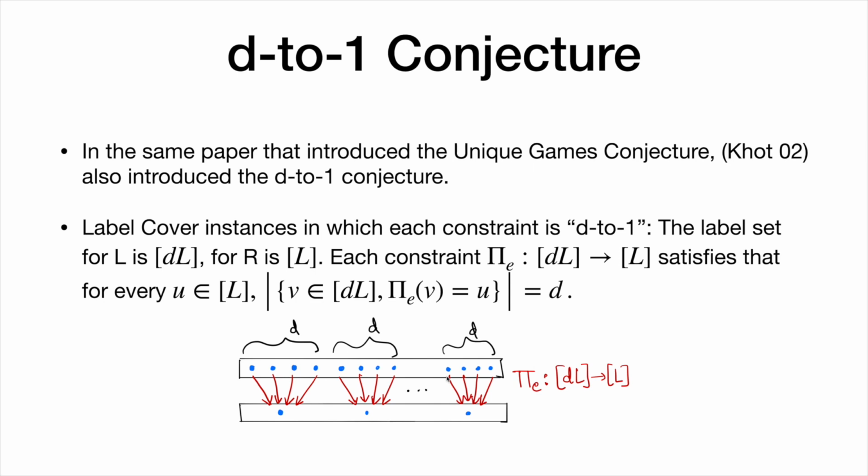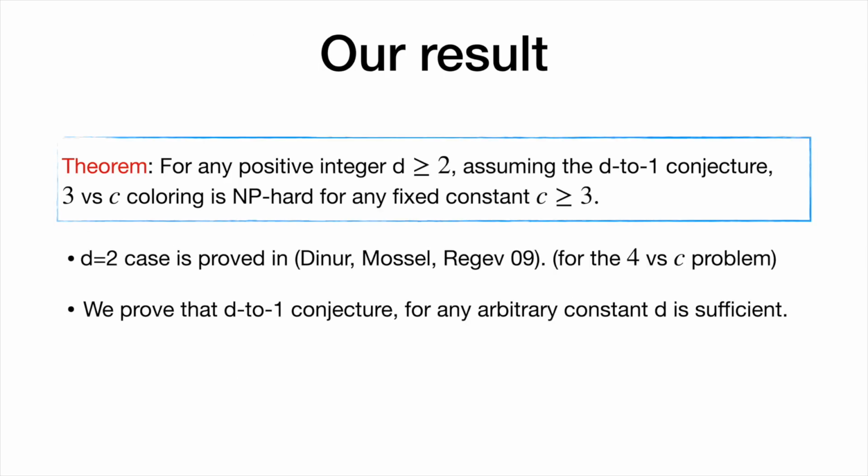The one-to-one conjecture is basically the unique games conjecture, and for the unique games conjecture you cannot assume perfect completeness, but for d-to-1 you can. Dinur, Mossel, and Regev proved that the 2-to-1 conjecture suffices to prove hardness of a C coloring problem. Our main result is that any d-to-1 conjecture is sufficient to prove hardness of 3 versus C coloring. I have to tell you that the d-to-1 conjecture with imperfect completeness, or even the 2-to-1 conjecture, was proved recently in a long line of works.